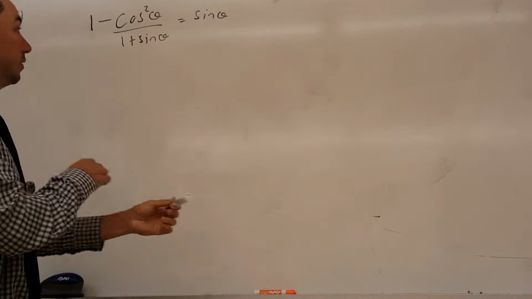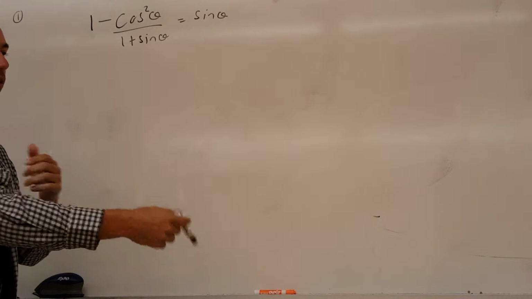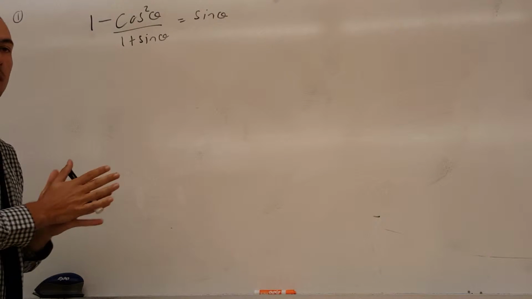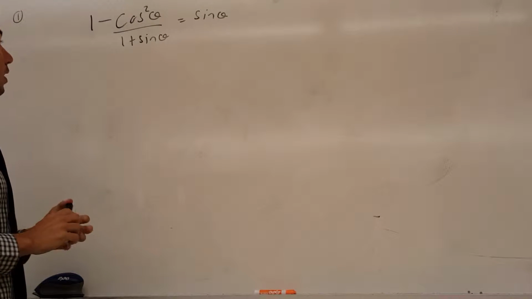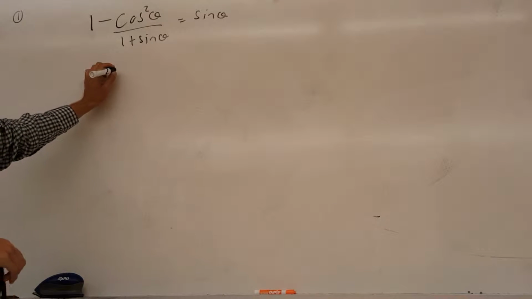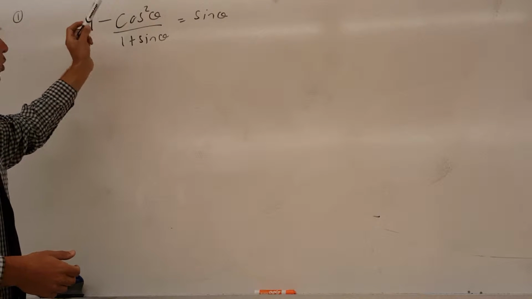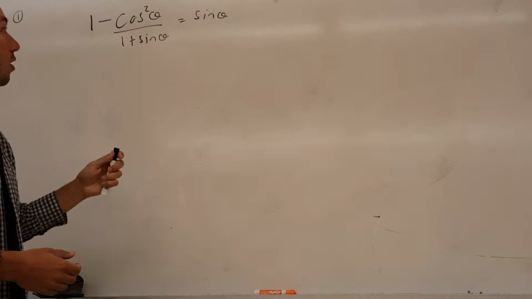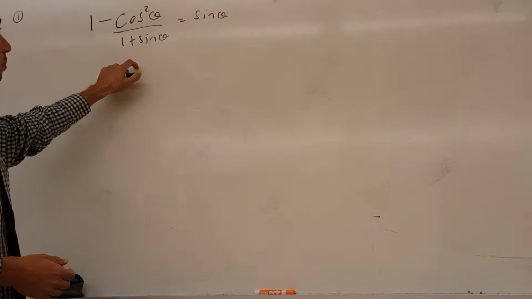Continuing here with identities, doing some more advanced problems, more complicated problems with a few more steps. So here we want to establish this identity or verify this identity. Show that this side is equal to this side. We're starting on the left here. Looks a lot more complicated.